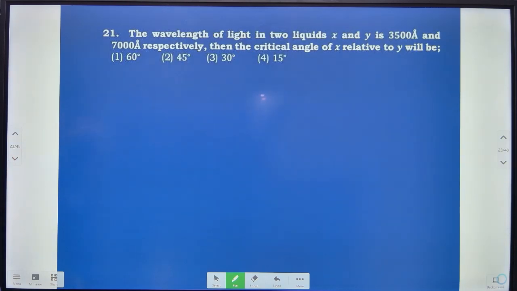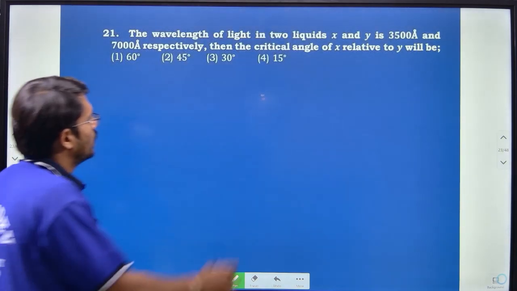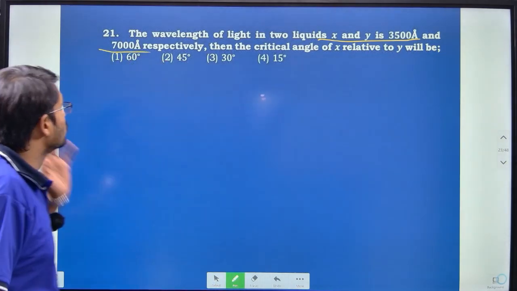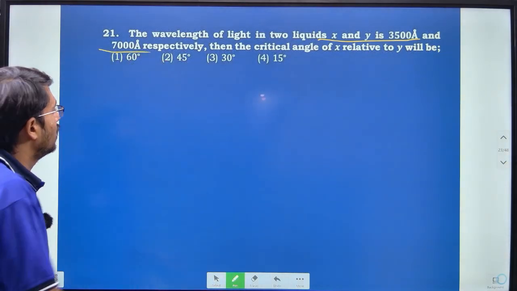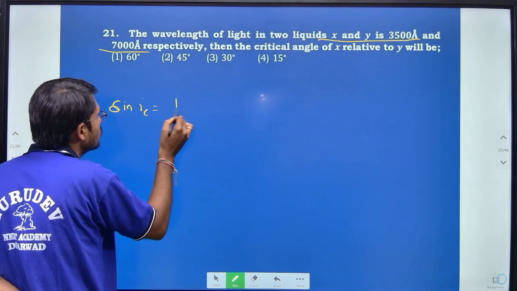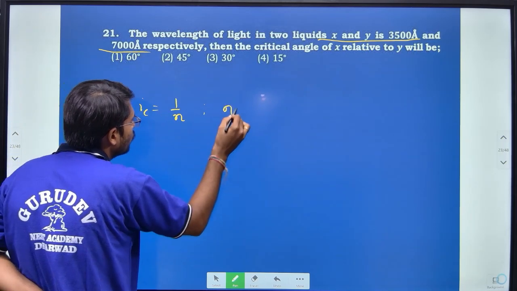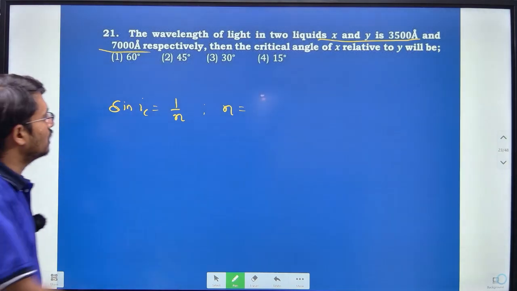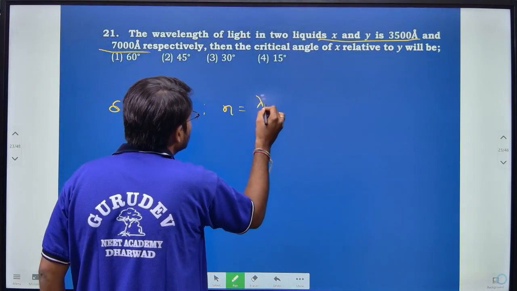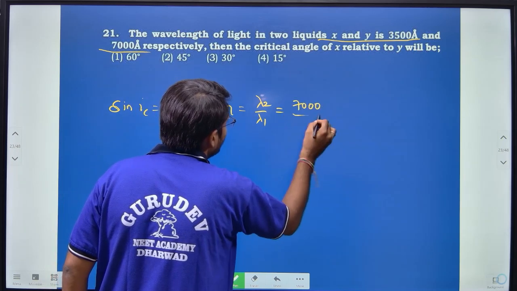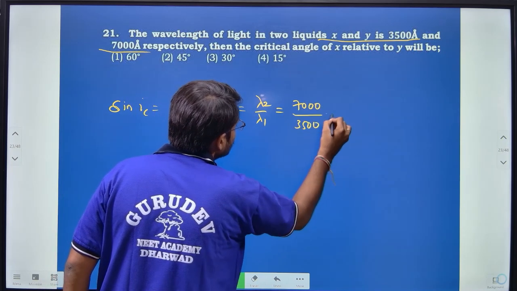The next, the wavelength of light in two liquids X and Y is 3500 and 7000 Angstrom respectively. Then the critical angle. What is the equation for the critical angle? We know that sin ic equals 1 divided by n. First we have to find the refractive index of that particular denser liquid. What is the refractive index? That is lambda 2 divided by lambda 1. So here it becomes 7000 divided by 3500, so that becomes 2.